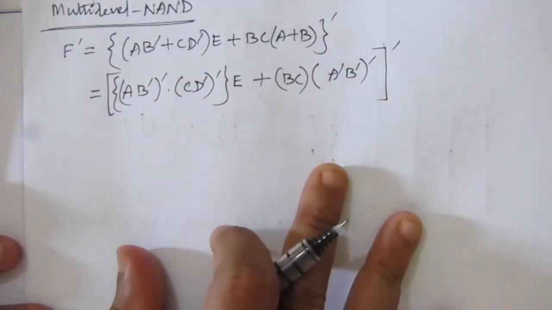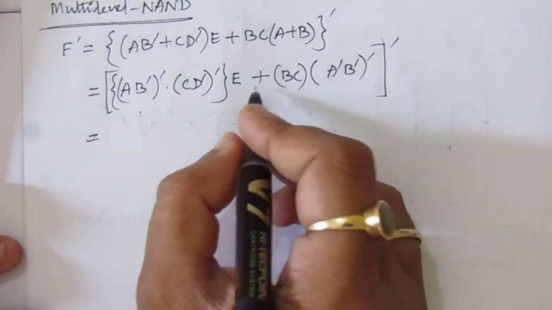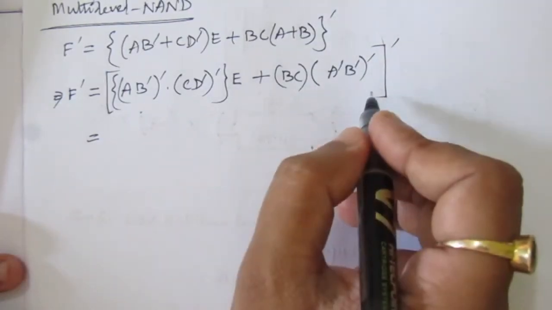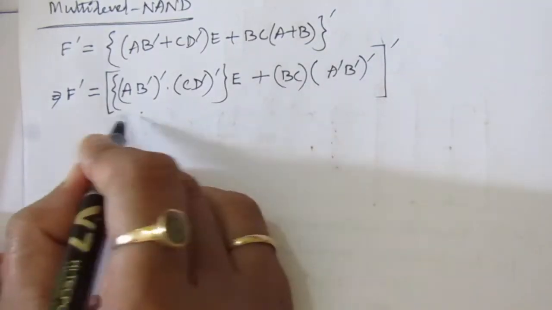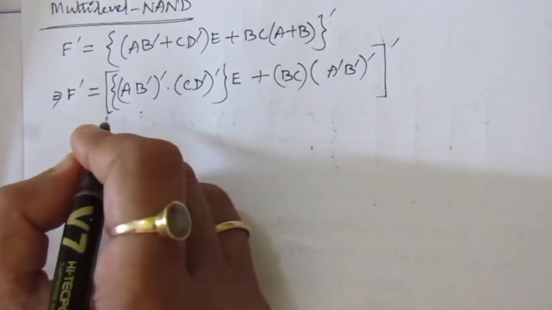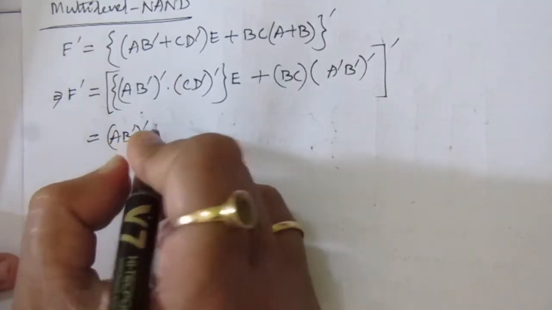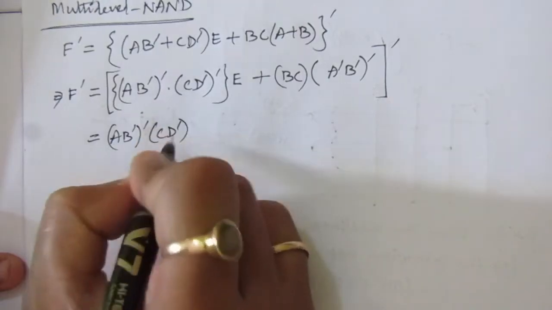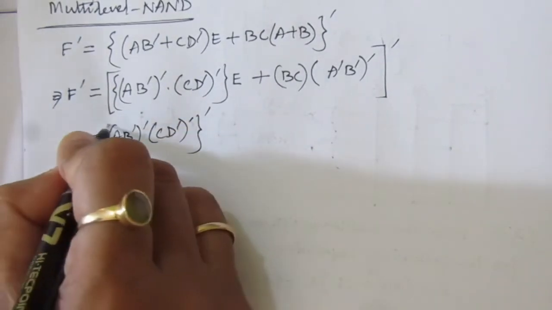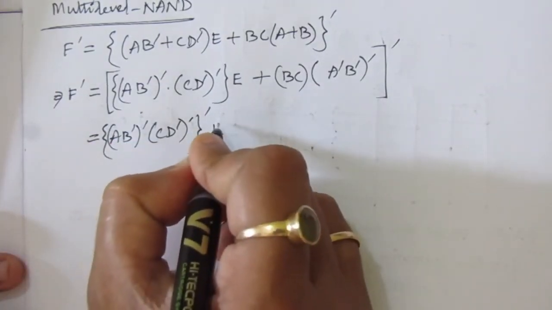So again we have here a whole complement. Now from this term, again we have to remove this plus symbol. If we remove this plus symbol, what we'll get: A plus B whole bar equal to, we can write it as A bar into B bar. So we'll write it as A B bar whole bar into C D bar whole bar. We have a complement here, then into E.